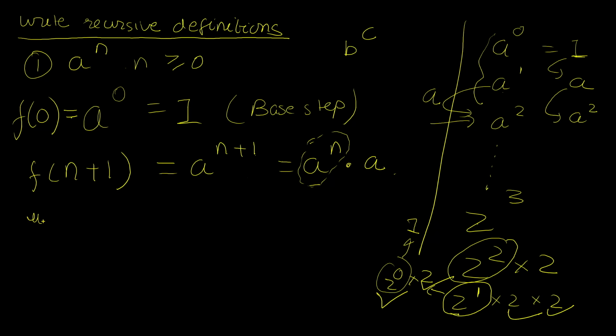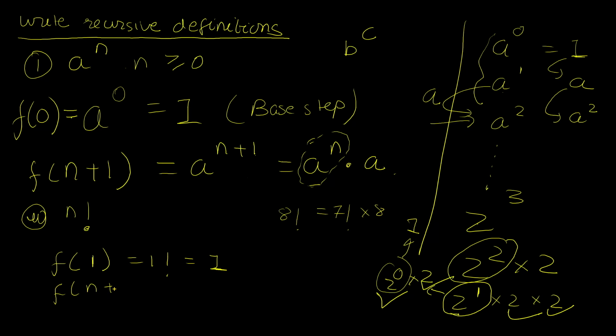Okay, so next try this one, n factorial. So we can provide the base case as being 0 factorial is equal to 1 or 1 factorial is equal to 1. Both work. I'll just use 1. And I know that n factorial is just the previous number's factorial times n. So for example, 8 factorial would just be 7 factorial times 8. So I can write my recursive definition. F(n plus 1) is given by (n plus 1) factorial, which is equal to n factorial times (n plus 1).